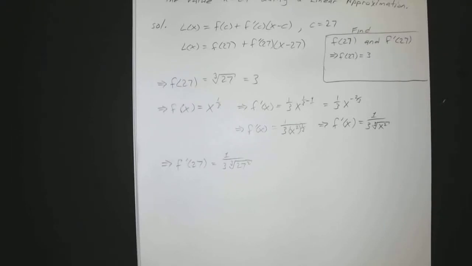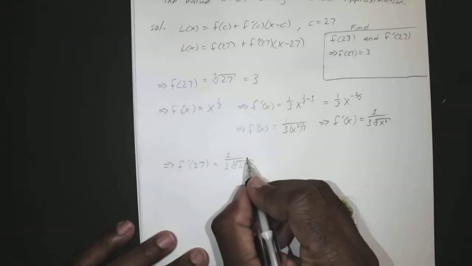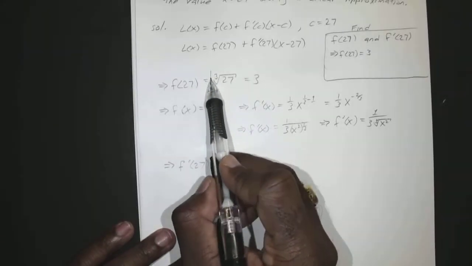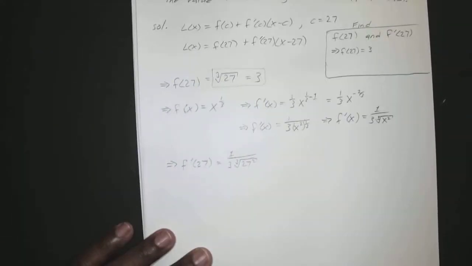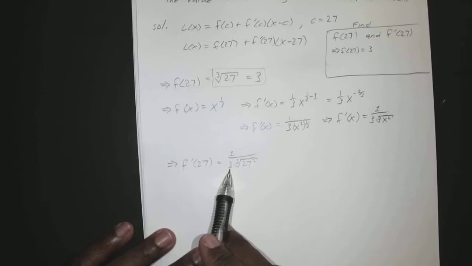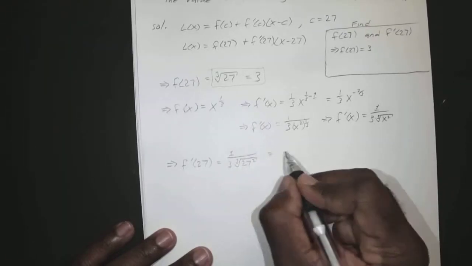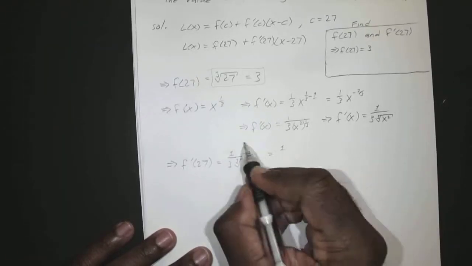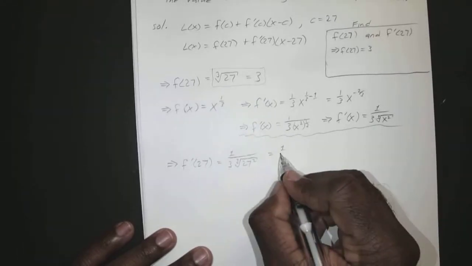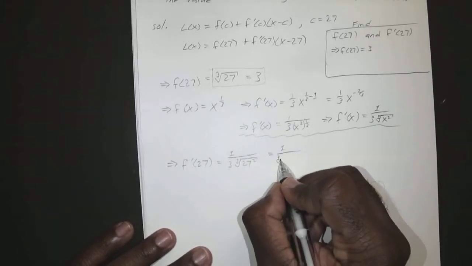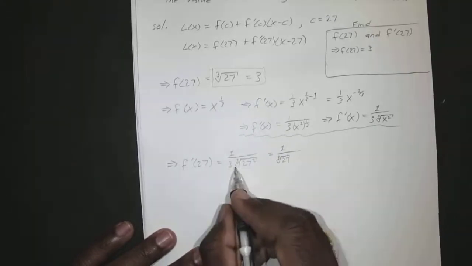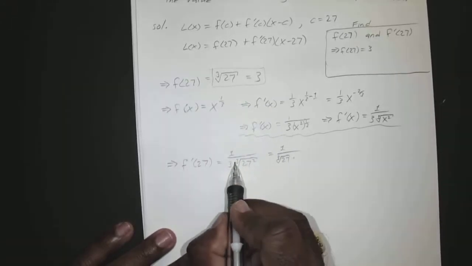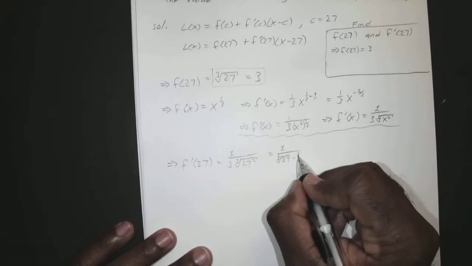And this is where you can kind of manipulate the radical a little bit. Remember, the cube root of 27 is equal to 3. So you can just make that the cube root of 27. So that's 1, kind of separate that a little bit, over the cube root of 27, which is just 3, times the cube root of 27 squared.